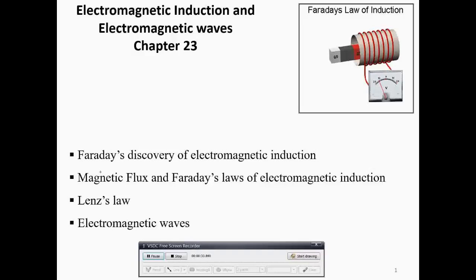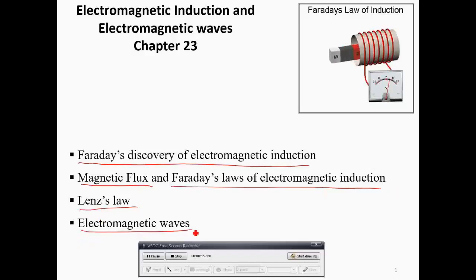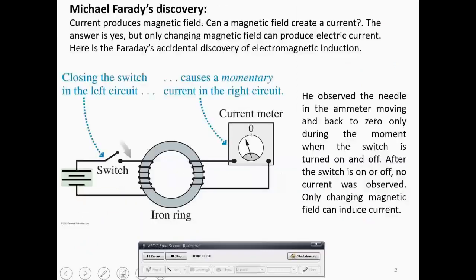The first thing we're going to do is Faraday's laws of electromagnetic induction, magnetic flux, Faraday's laws of induction, Lenz's law, and then, if time is left, electromagnetic induction. So here's the question: if current can produce a magnetic field, can a magnetic field create a current? And the answer is yes.